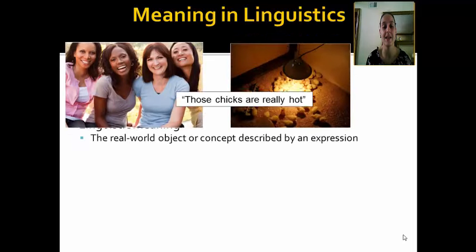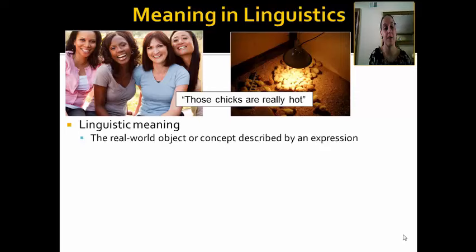If we think about the meaning that this sentence could have, there are two different meanings. The first one is the picture that you see on the left-hand side, which represents four ladies who are attractive. If somebody says those chicks are really hot, that is one meaning that sentence could have. On the right-hand side, you'll see a picture of literally baby chicks that are sitting under a heat lamp, and so they are quite hot. So there are actually two linguistic meanings represented by this sentence.